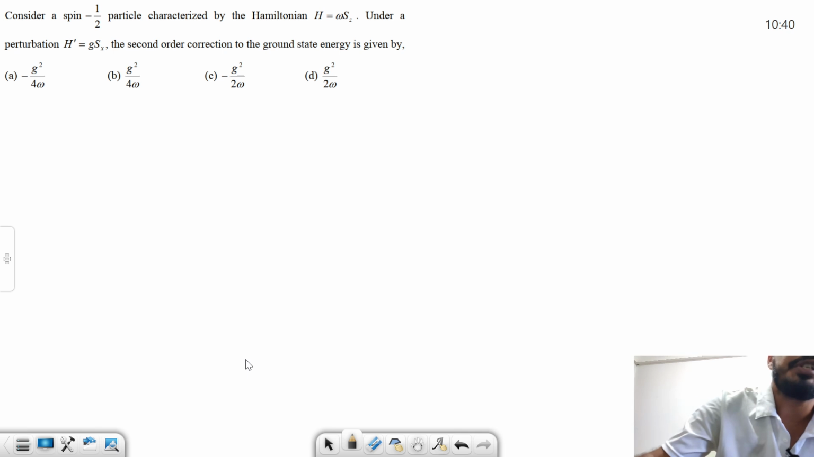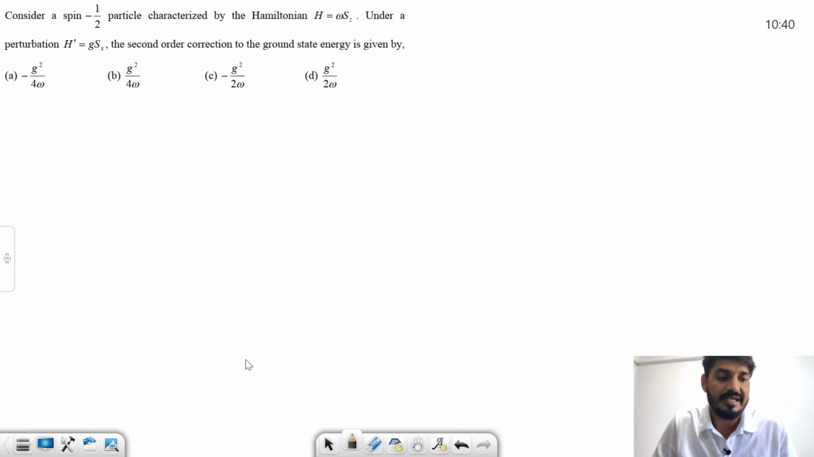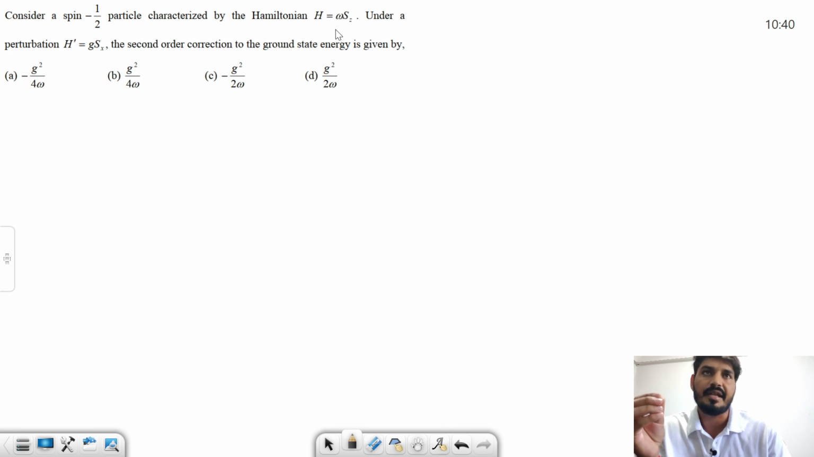Yeah, this one is also an interesting question. First let's see what the question is. Consider a spin half particle characterized by the Hamiltonian. This is the Hamiltonian of the particle under this perturbation. Hamiltonian is given to us, perturbation is given to us. Second order correction in the ground state energy. आपको क्या करना है? सेकंड ऑर्डर करेक्शन निकालना है.